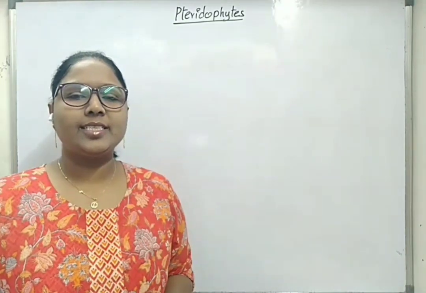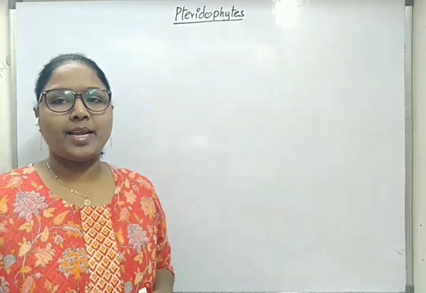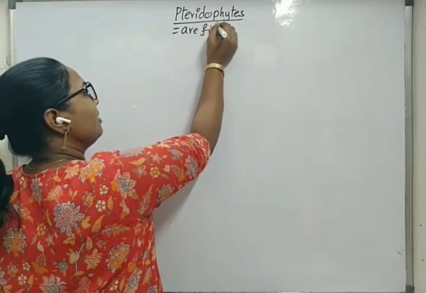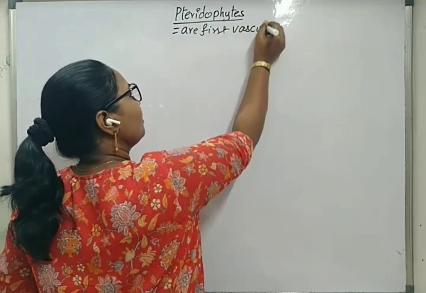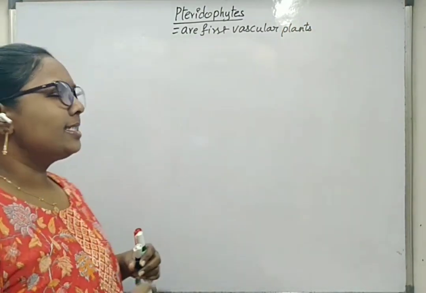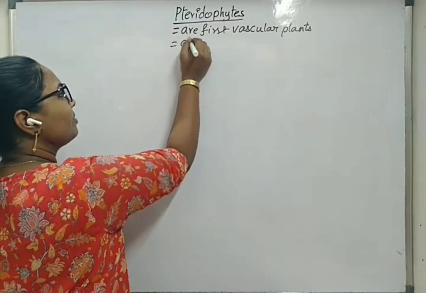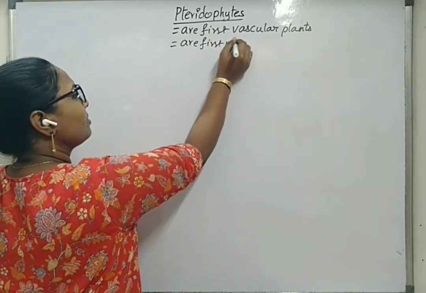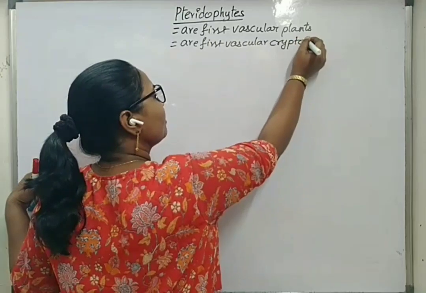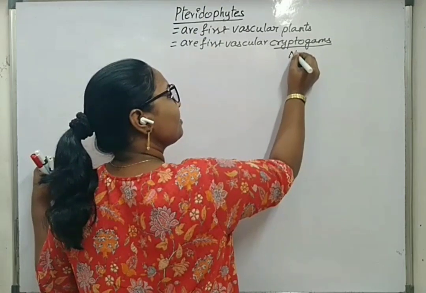Hello students, now we will discuss pteridophytes. Pteridophytes are said to be the first vascular plants in the plant kingdom. We can also say these are the first vascular cryptogams. Cryptogams means non-flowering plants.